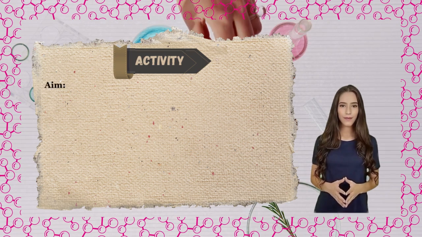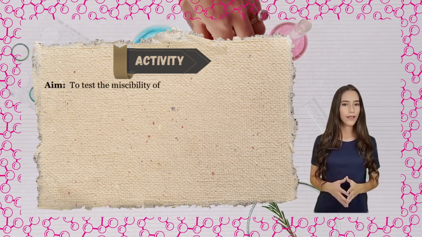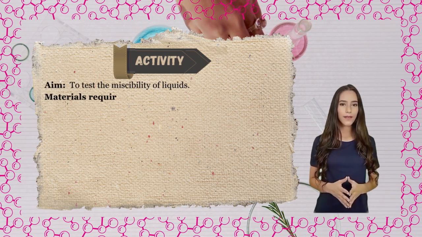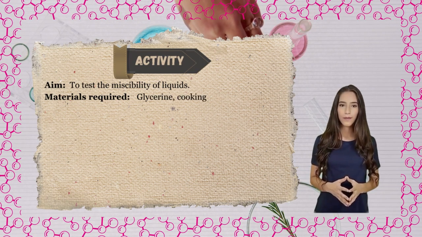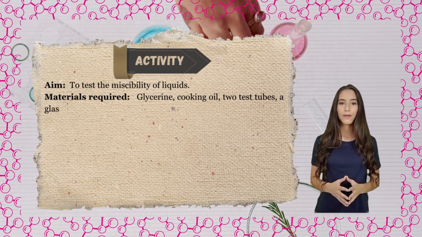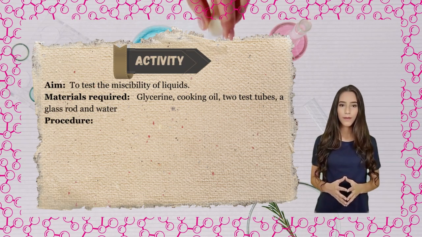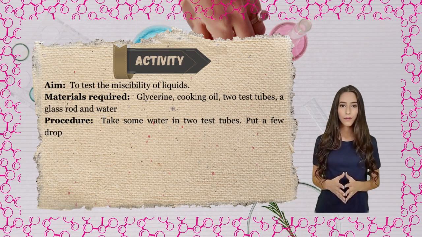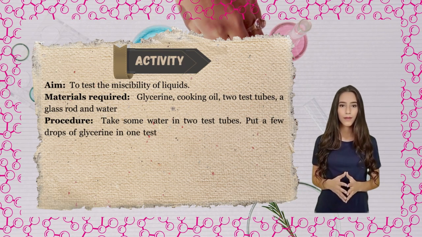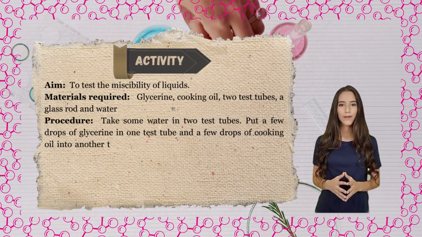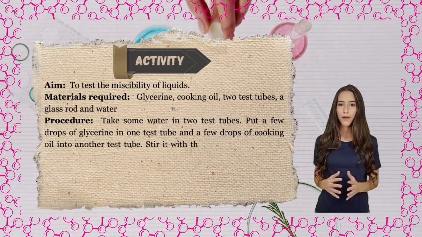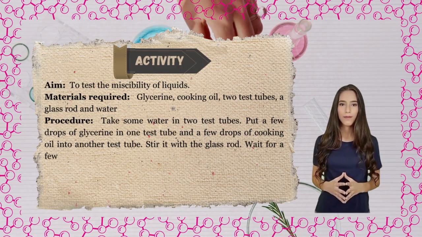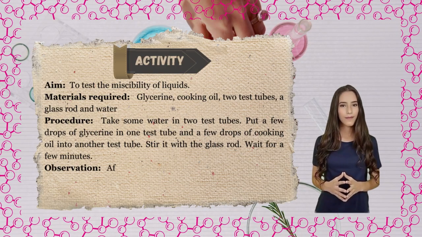Activity. Aim: to test the miscibility of liquids. Materials required: glycerin, cooking oil, two test tubes, a glass rod and water. Procedure: take some water in two test tubes. Put a few drops of glycerin in one test tube and a few drops of cooking oil into another test tube. Stir it with the glass rod. Wait for a few minutes.